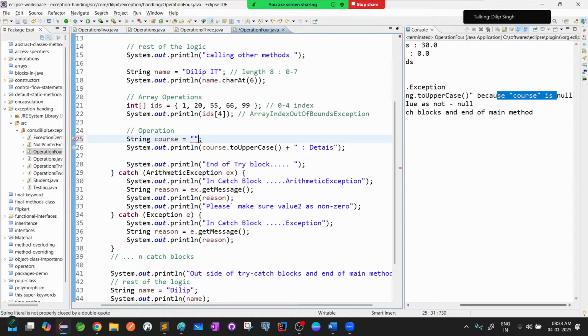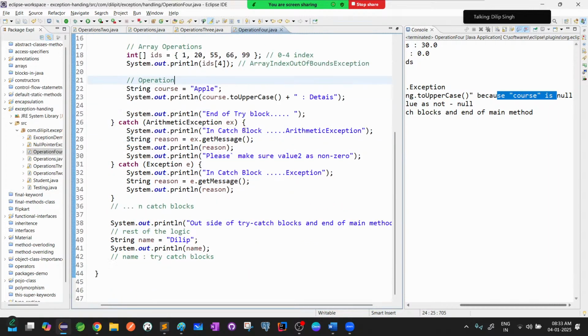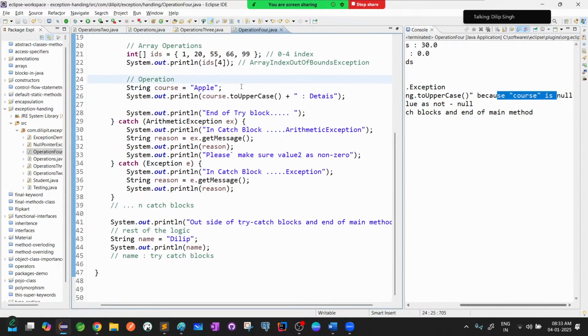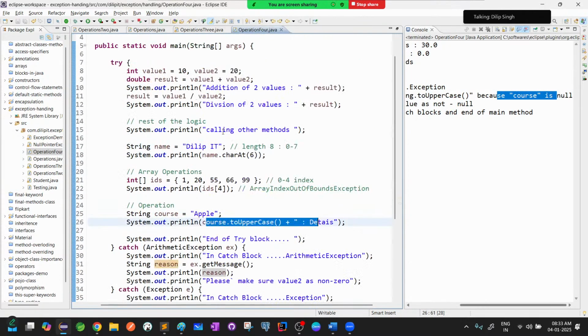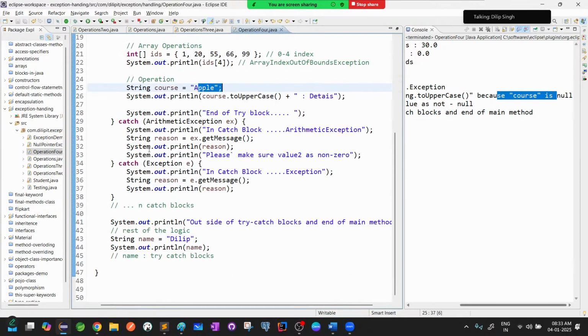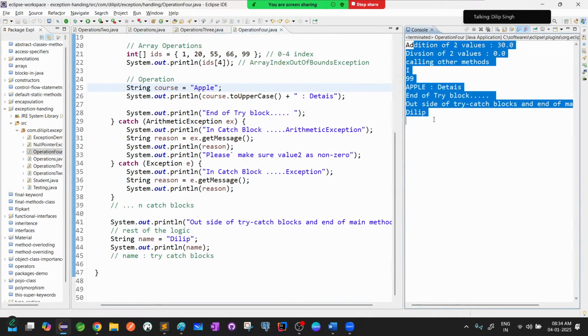Now see here, I'm making this value something like apple, or Python, or whatever it is. So now what will happen? There is no exception. Nowhere, no exception. No catch block is executed. That we all know. See, no exception, everything is good.